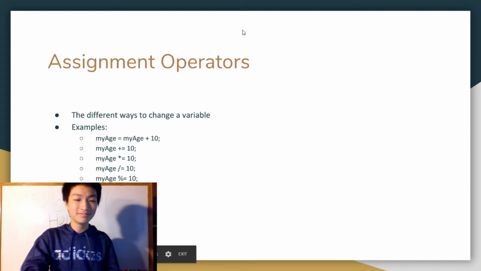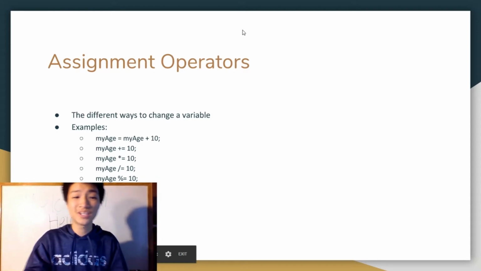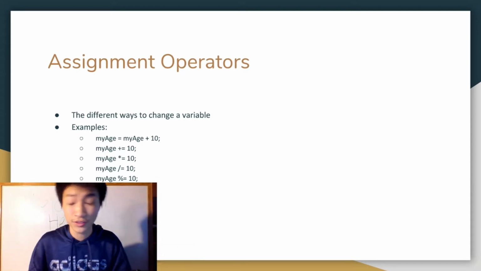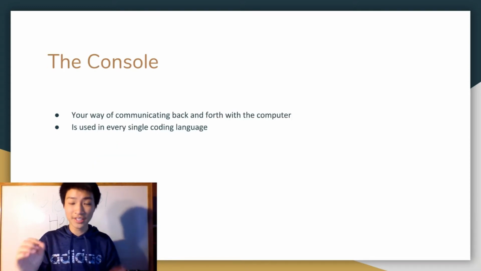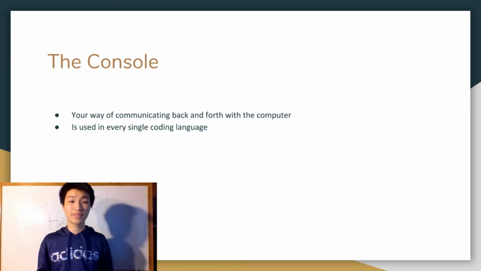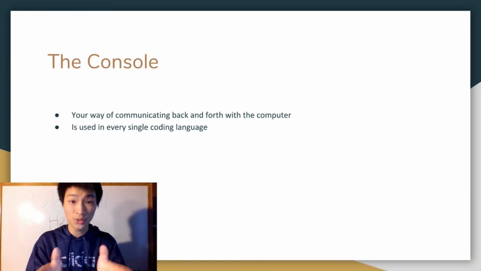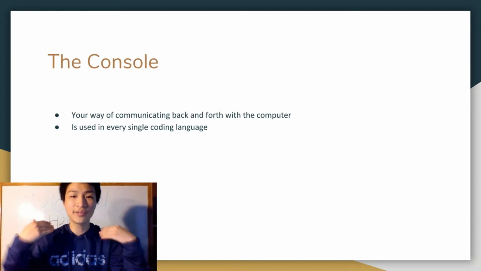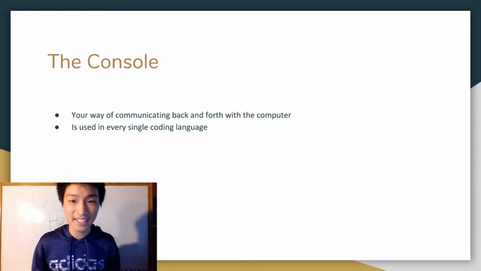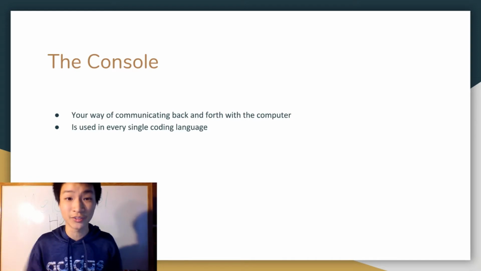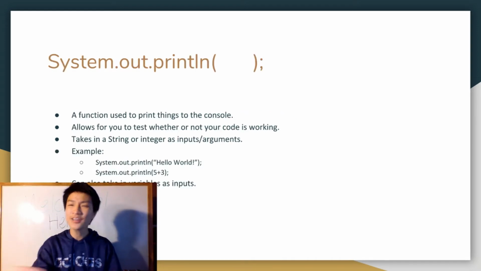Alright. So those are assignment operators, ways to change your integer variables or float variables by certain amounts. So let's go into the console. What is the console? It's a way for you, as the coder, to communicate with your computer. And it's used in basically every single coding language. It's essential, really.